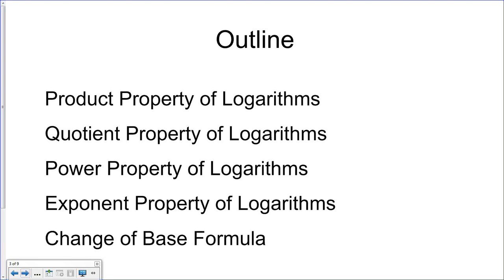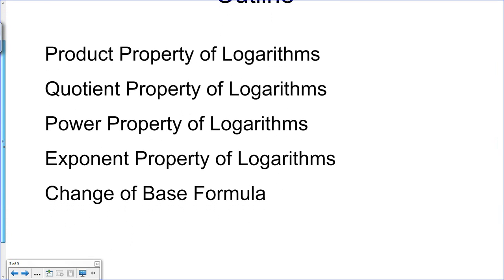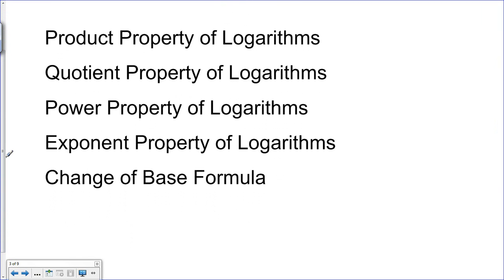The outline for this video will talk about the product property of logarithms, then the quotient property, the power property. We'll take a look at something called the exponent property of logarithms, and then we'll end by talking about the change of base formula.